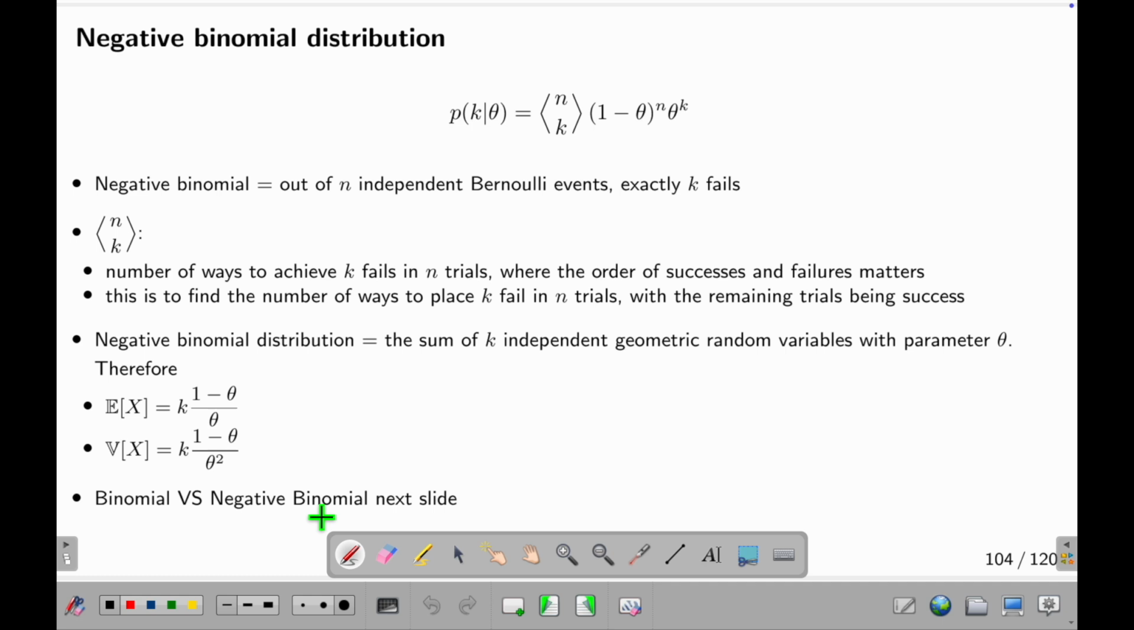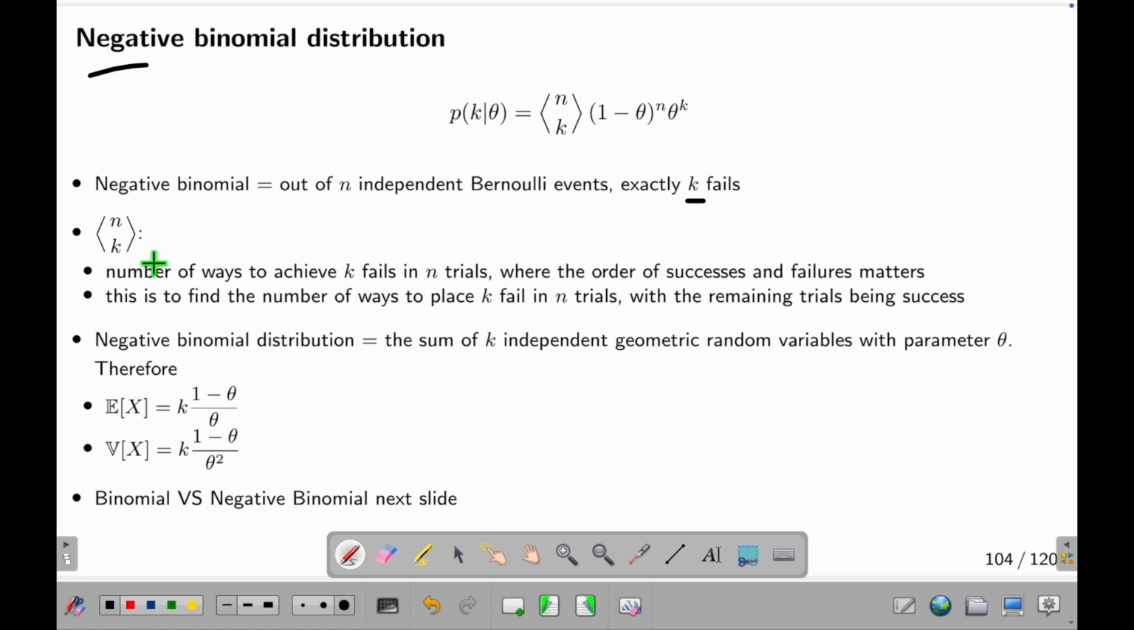So now, another one: negative binomial. Just a fancy name. What does negative mean? Binomial means n trials, k successes. Now we talk about failures. So success is positive, fail is negative. That's why it's negative. That's it. So we're talking about, out of n IID Bernoulli trials, exactly k fails. K fails, not successes. So negative.